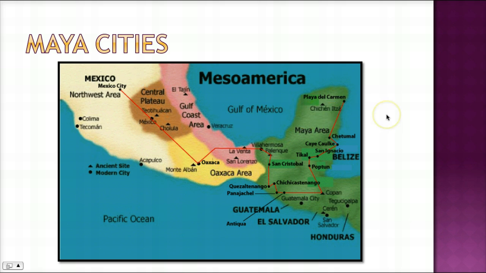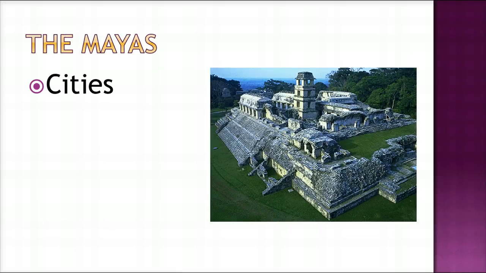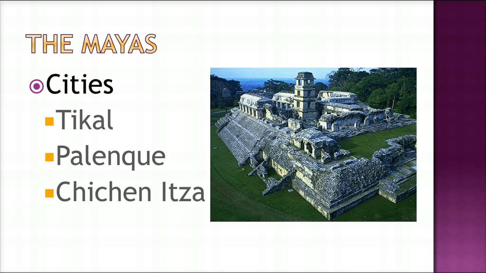And again, the reason I definitely stress watching Engineering and Empire is that that particular video talks about all three of these cities in quite a bit of detail. And so they were three of the main city-states of the Maya culture. So we're just going to list those three cities here: Tikal, Palenque, and Chichen Itza.